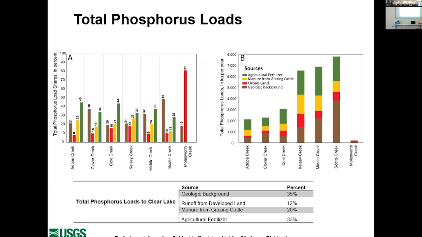load from agriculture, fertilizer application to agricultural lands. And then we have a category here for manure applied to grazing areas for cows, and then we have the land use. Same thing as plot A, the sources per watershed vary. The percentage of each source varies based on the land use composition of that watershed.